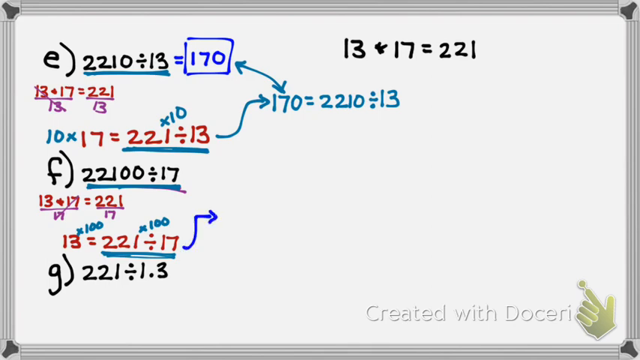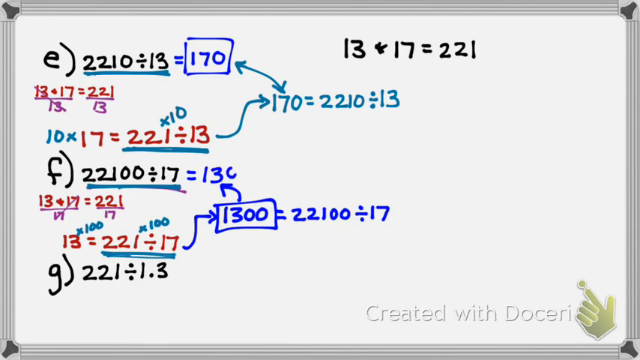So I'm going to bring my work over here. So I would have 1,300 is equal to 22,100 divided by 17. We okay with that so far? You guys kind of understanding what we're doing a little bit better than maybe when we first looked at it yesterday? Let's do this last one, because this last one's a little bit more challenging.